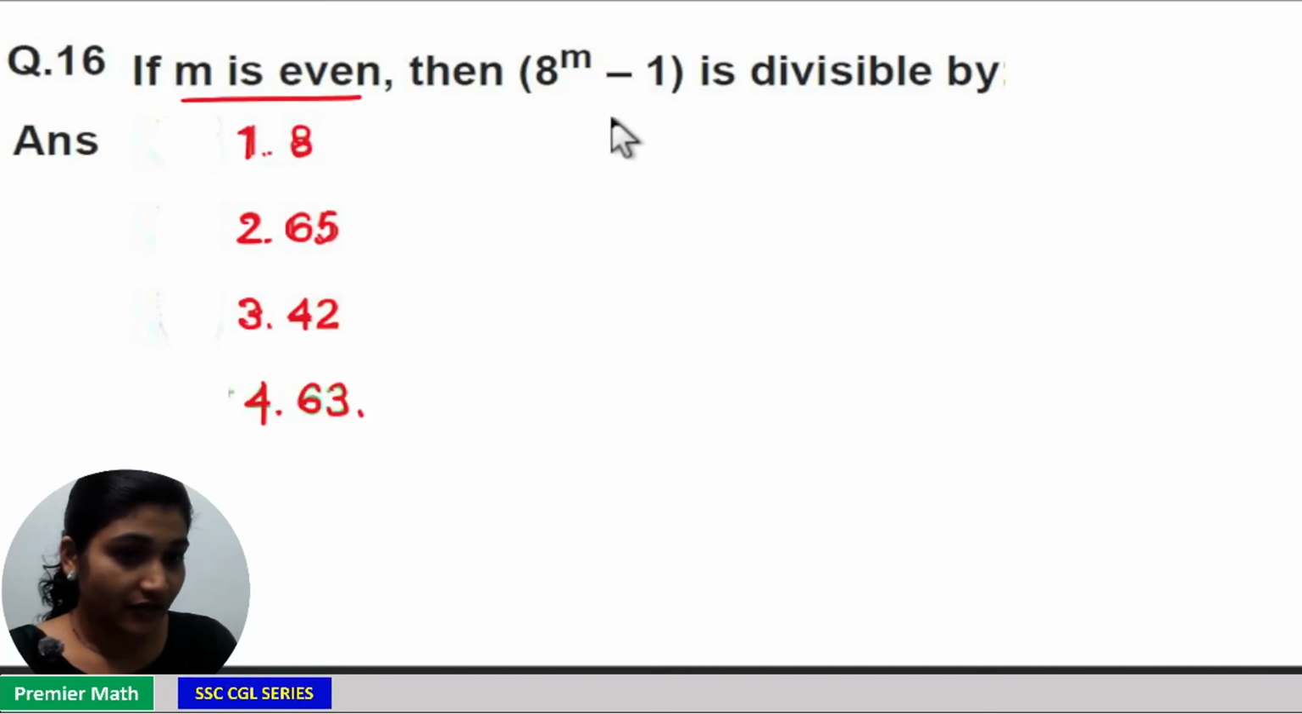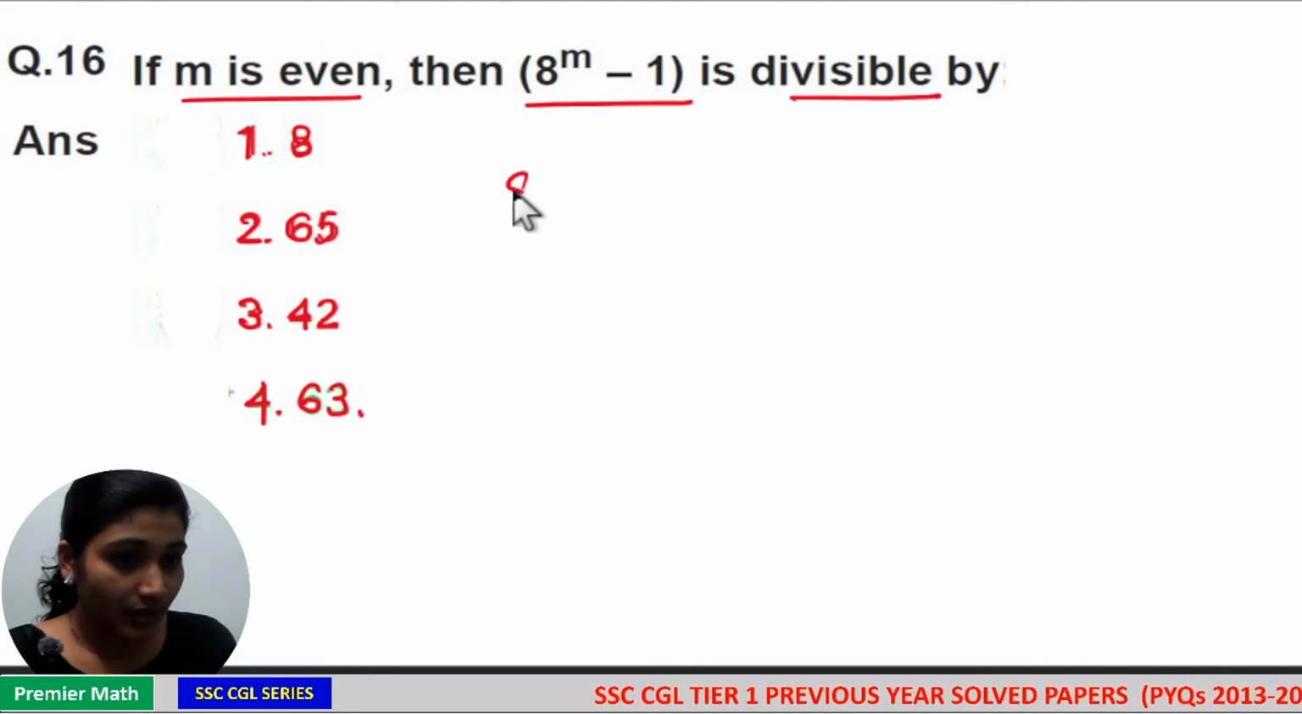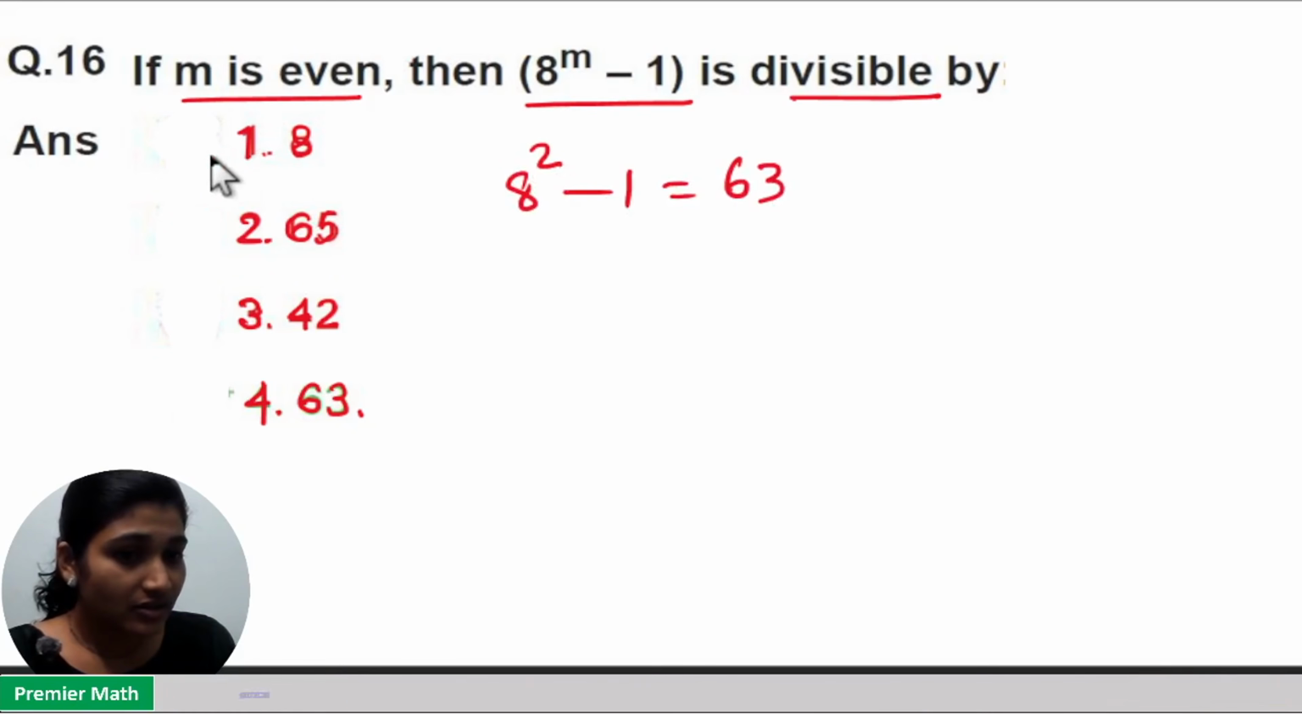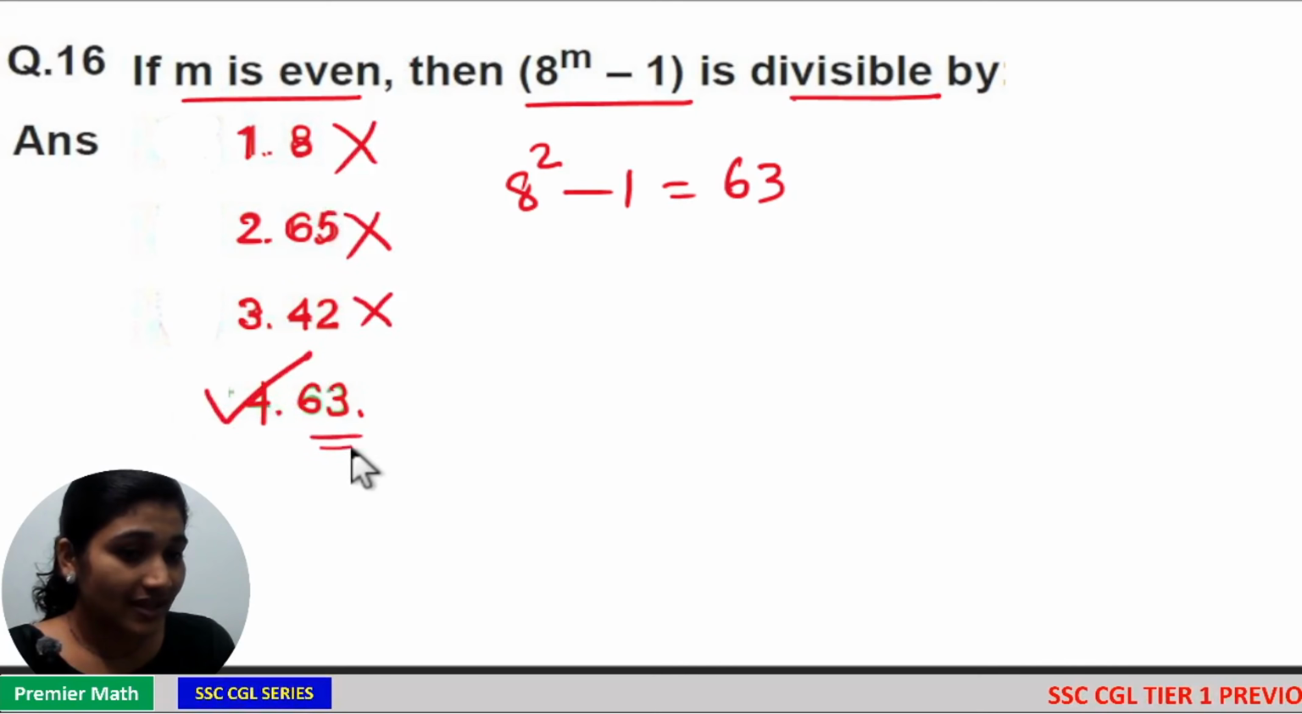If n is even, then 8 raised to n minus 1 is divisible by. Here, just put the smallest value for n. 8 square. 8 square minus 1 is equal to 64 minus 1, 63. 63 is not divisible by 8, 65 and 42. So you can directly choose option 4, 63 as our answer. 63 is divisible by 63.